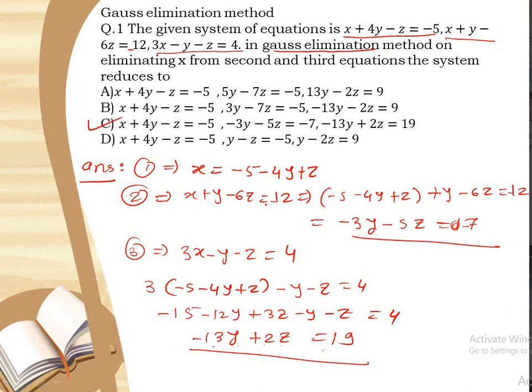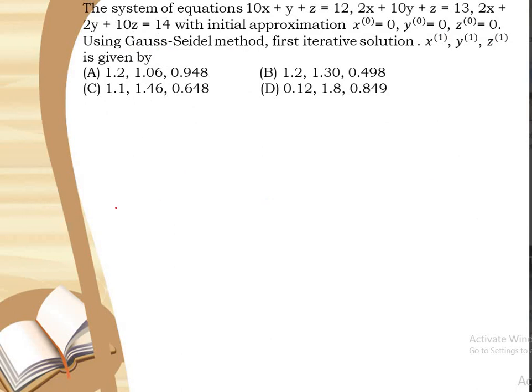Okay. Now the next question: the system of equations 10x plus y plus z equal to 12, 2x plus 10y plus z equal to 13, 2x plus 2y plus 10z equal to 14, with initial approximations x of 0 is 0, y of 0 is 0, z of 0 is 0. Using Gauss-Seidel method, the first iterative solution x of 1, y of 1 and z of 1 is given by.